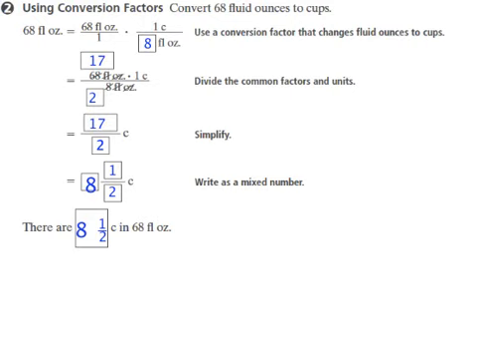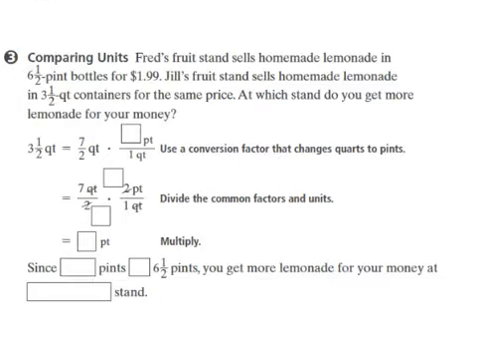Pause the video if you need more time to finish up these notes. Don't forget to write a question as you're going through the notes. Comparing units. Fred's fruit stand sells homemade lemonade in 6.5 pint bottles for $1.99. Jill's fruit stand sells homemade lemonade for 3.5 quart containers for the same price. At which stand do you get more lemonade for your money? We need to convert one of these into the same unit.